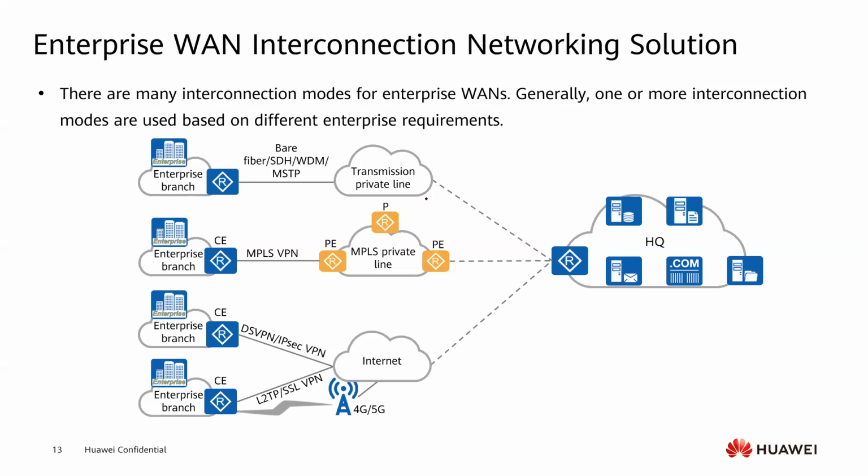For example, transmission private line, using those kinds of devices and technology. MPLS, basically the MPLS level 2 or level 3 based VPN, based on the customer's requirement, and also Internet plus VPN: DS, IPsec, GRE, SSL, L2TP, etc.